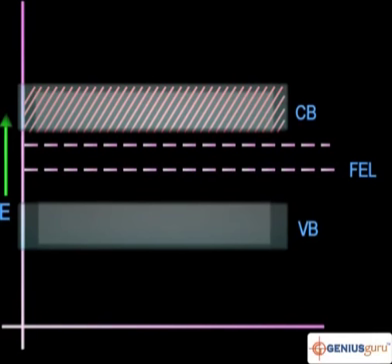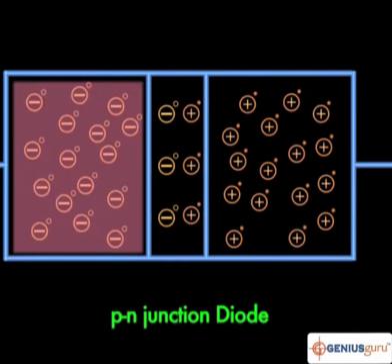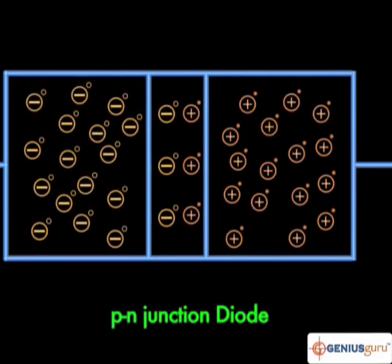First we take what is a PN junction. When a semiconducting material such as silicon or germanium is doped with impurity in such a way that one side has a large number of acceptor impurities and another side has a large number of donor impurities. Acceptor impurities means it is p-type, donor impurities means it is n-type. The resulting semiconductor is called a PN junction.